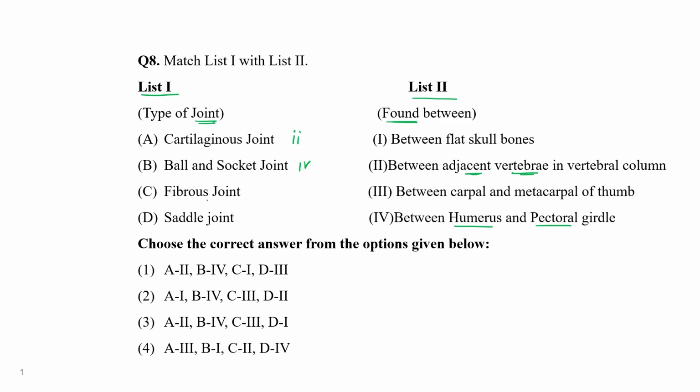Fibrous joint is present between the flat skull bones, right? So C comes with the choice number 1. Remaining, saddle joints are present between carpals and metacarpals of the thumb. So D comes with the choice 3 over here. So A with 2 is present in choice number 1 and 3. B with 4 is present in both. Okay. Then C with 1 is present only in the first choice. So the first choice would be the correct answer.